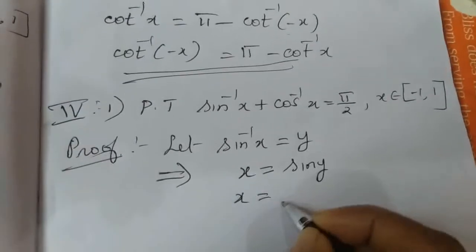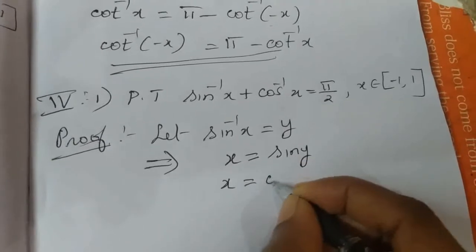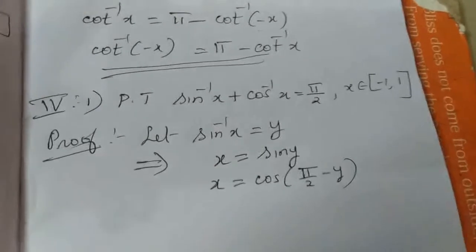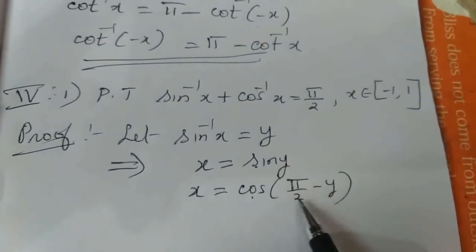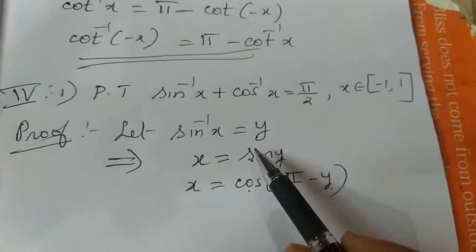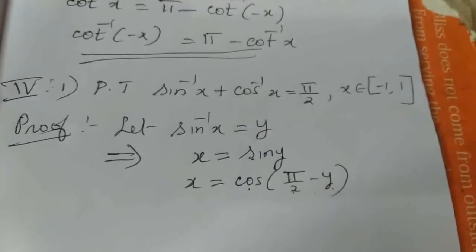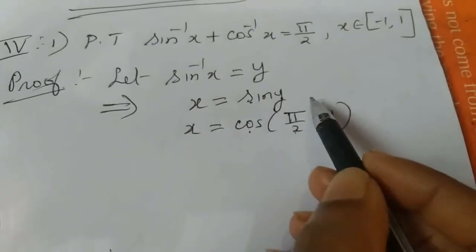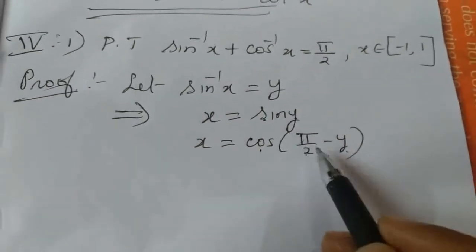Now, you know the relationship between sin and cos function. Sin y is the same as cos of pi by 2 minus y. You studied this in first year. For example, sin 30 degree is the same as cos of 90 minus 30, that is cos 60. Cos 60 and sin 30 are the same. Similarly, sin 60 and cos 30. Cos y is the same as sin of 90 degree minus y. Similarly, sin y is the same as cos of pi by 2 minus y. You should remember this result.